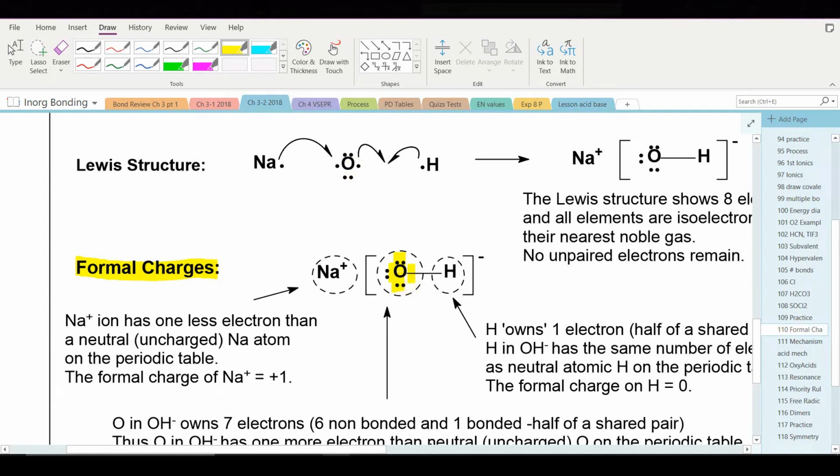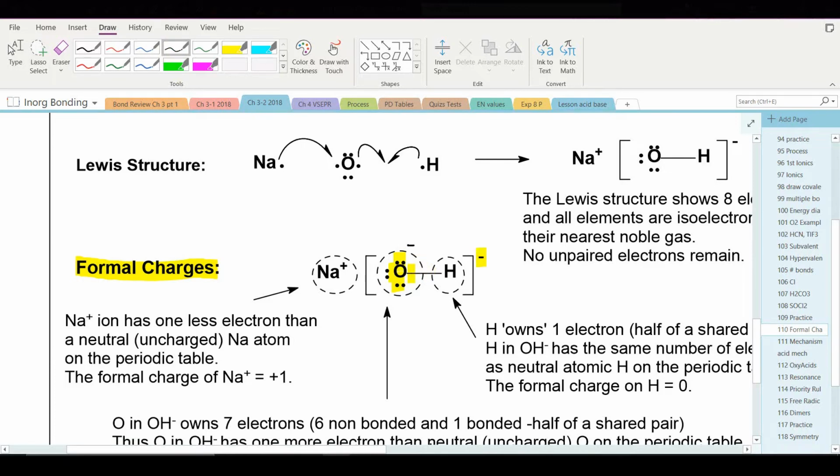What about the hydrogen? How many electrons does it own? It owns half of what it shares. It doesn't have any unshared. It owns 1. So in this structure, the hydrogen has a formal charge of 0. So notice the hydroxide ion as a whole has a charge of -1. So which of these atoms has that charge? Is it the hydrogen that's -1? Is it the oxygen that's -1? It's the oxygen that has the formal charge of -1 in hydroxide ion.